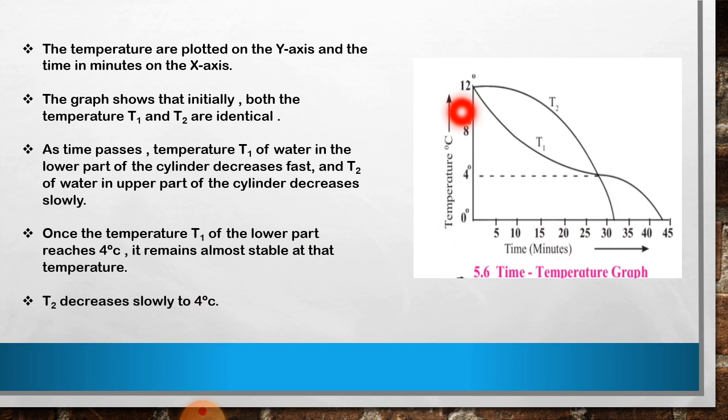पहले कौन डिक्रीज हो जाता है? पहले T1 जो है वो जल्दी से डिक्रीज हो जाता है, और T2 को टाइम लगता है. It will take time to decrease slowly.